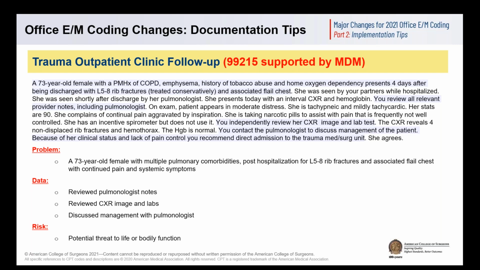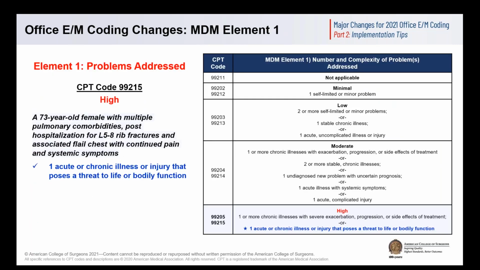Next slide, please. So as stated, the problem here is a 73-year-old female with multiple rib fractures and flail chest with continued pain and systemic symptoms. This is an acute injury that poses threat to life, secondary to the fact that she has tachypnea, tachycardia, and hypoxia. So this is a level 5. Next slide, please.